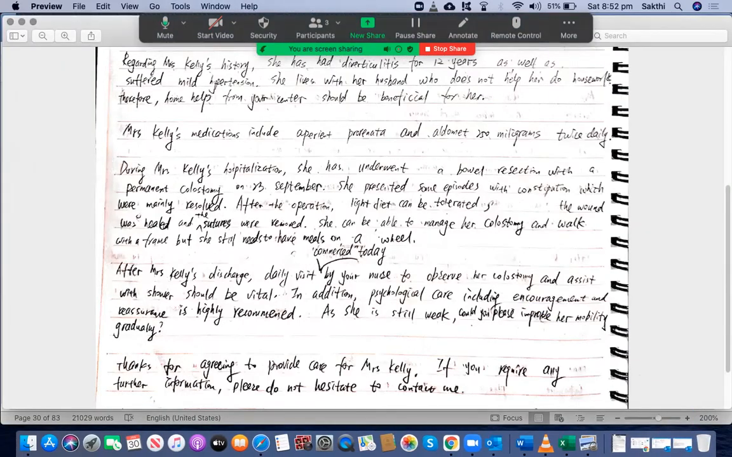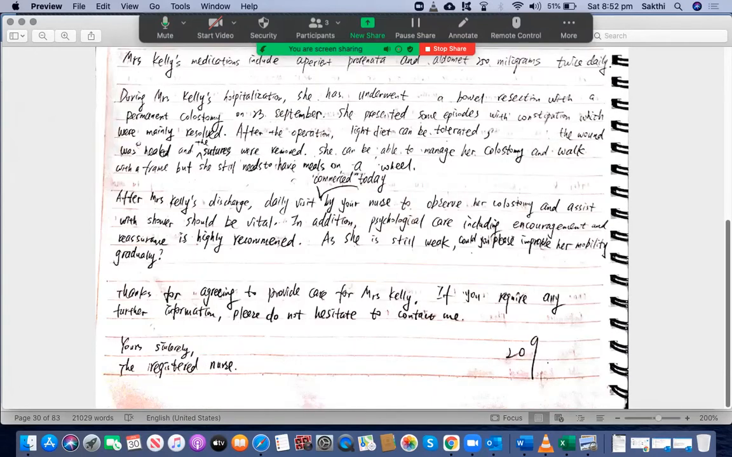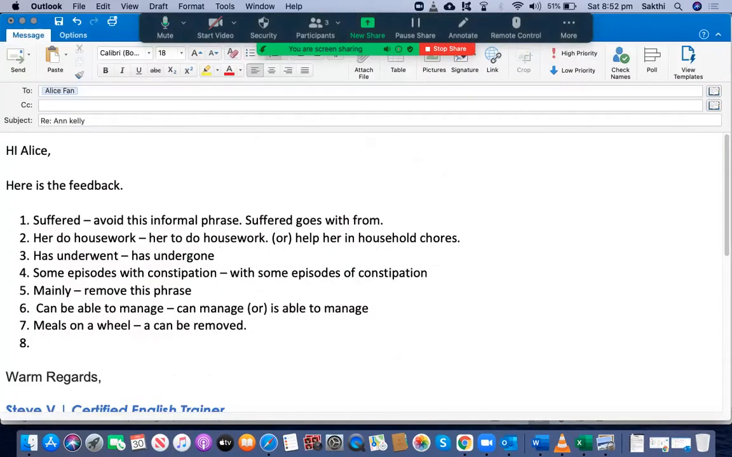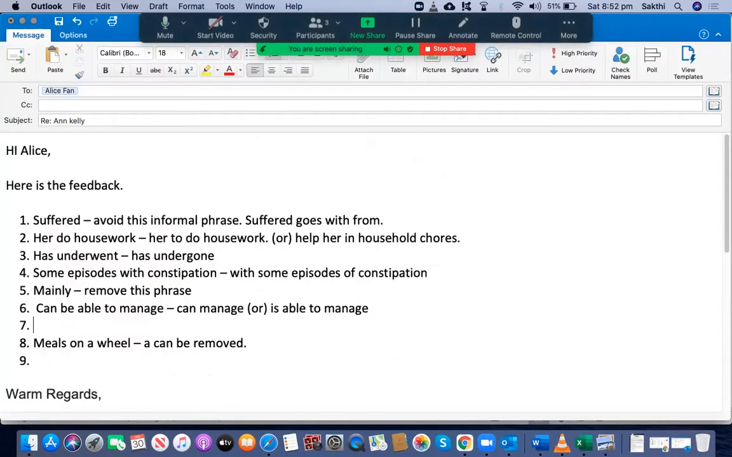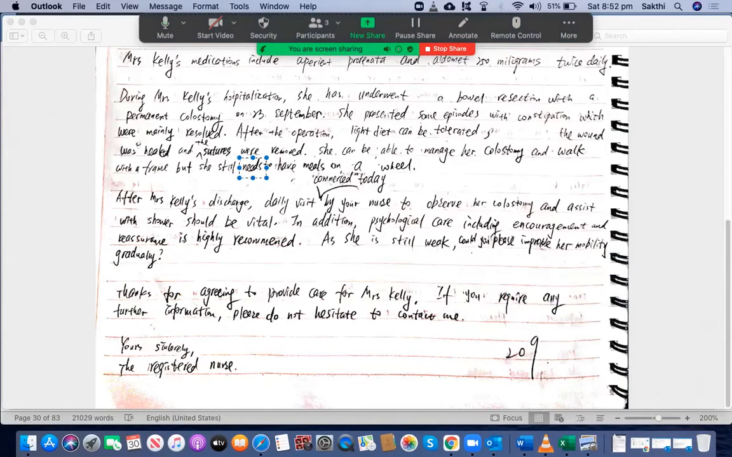After Mrs. Kelly's discharge, daily visit. Okay, there's another one I forgot to tell you. "Needs" and "need to be" should be replaced with something else. Maybe "requires" or "should be". You know what I mean. So use different words.